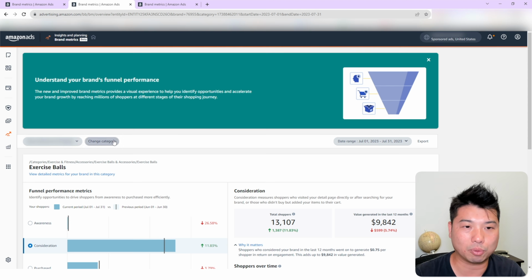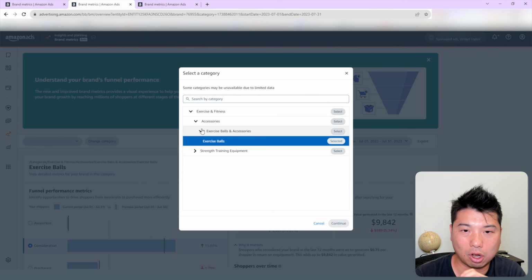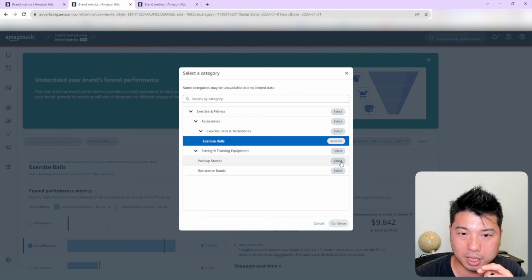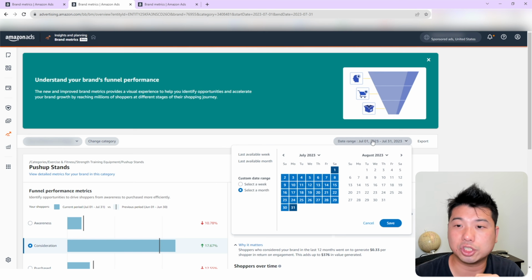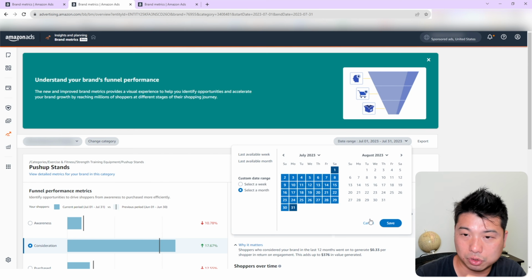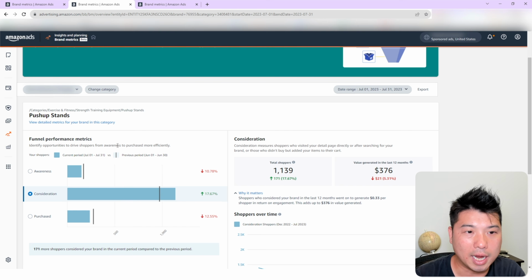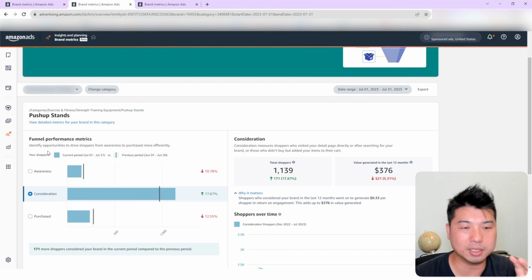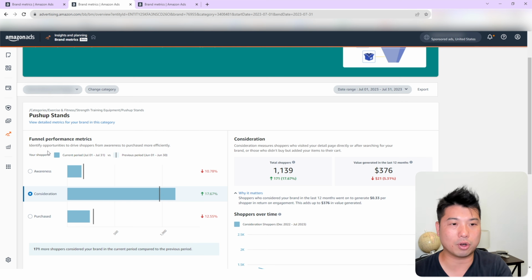So if you're selling in multiple categories, you could dig down all the way to the specific category that you are interested in. Let's just select push-up stands, right? And then you could also change the date range. You could change it for a week or a month. I like to do a month because I get to see more data. And then it tells you how your metrics are across periods, so whether a certain amount of awareness increased period over period.